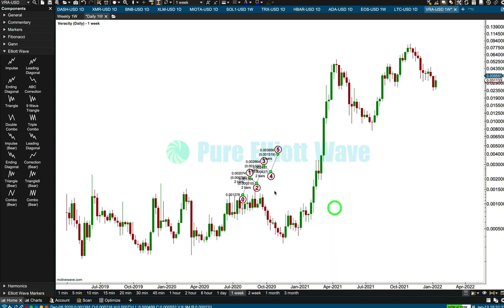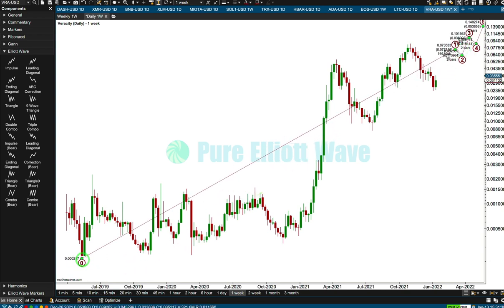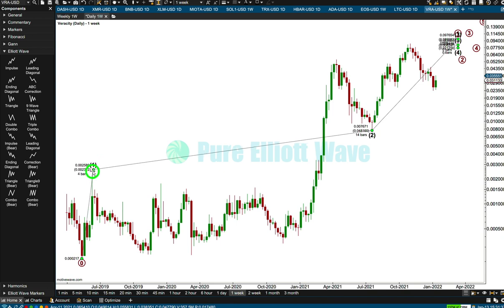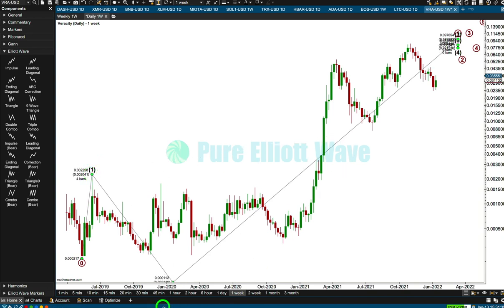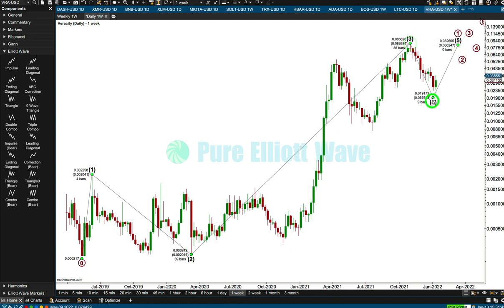Degree, primary. Let's put this all the way up here. We've got primary 1 incomplete. Intermediate 1 here. I need to check that that is actually a 5. It looks like a 3.